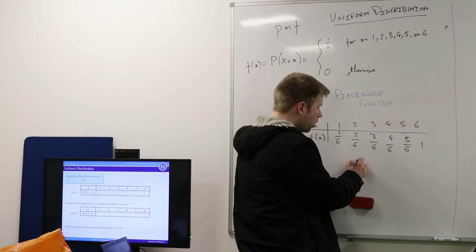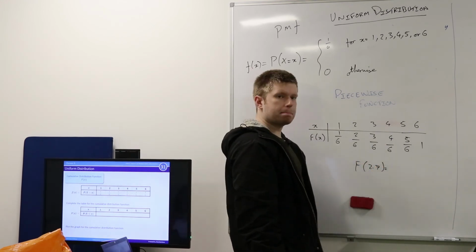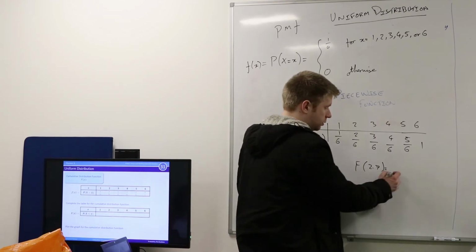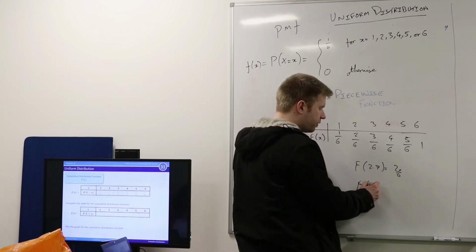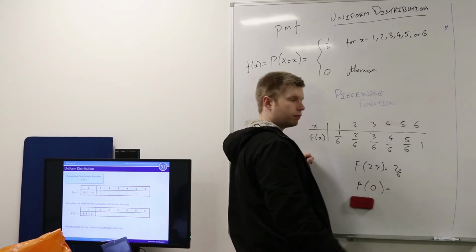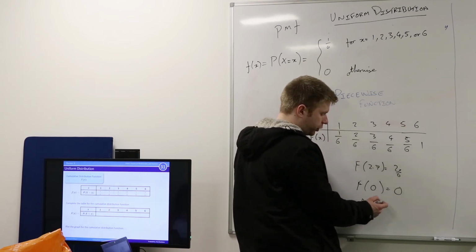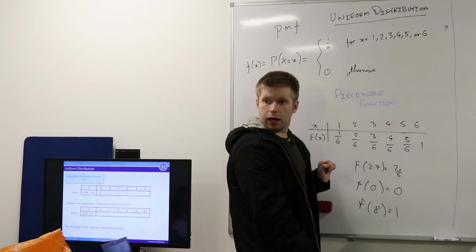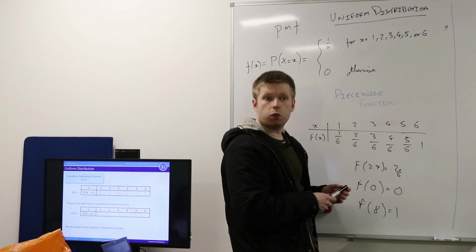So, for example, what would f of 2.7 be equal to? 2/6. Absolutely. What would f of 0 be equal to? 0. What would f of 8 be equal to? 1. Yeah, because it's adding together all of the probabilities which are smaller than or equal to 8. Last time I checked, that's 1.